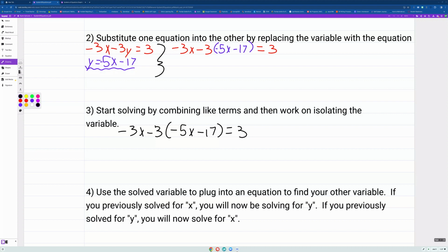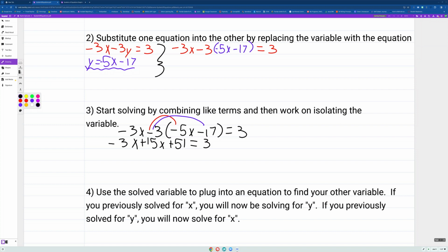So I'm going to go ahead and rewrite this now, and I'm going to start by distributing. I'm going to take this -3 and I'm going to distribute it to everything inside of my parentheses. So it's going to start with -3x, and then my -3 is going to multiply with my -5. That's going to give me a positive 15x. And then I also have my -3 being distributed to my -17. That's going to give me a positive 51, and all of this is equal to 3.